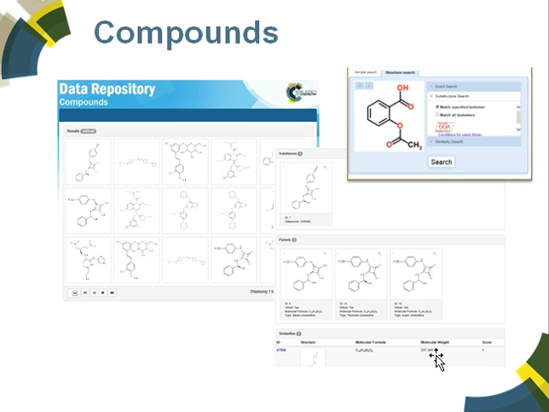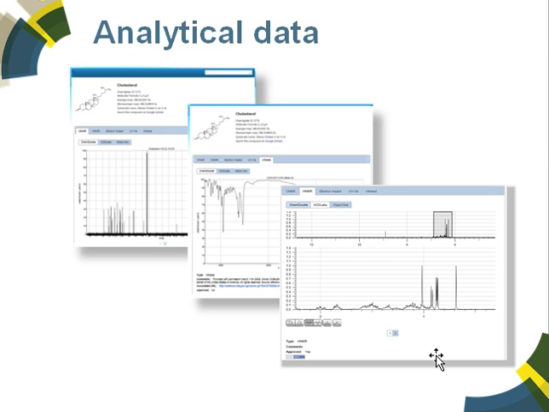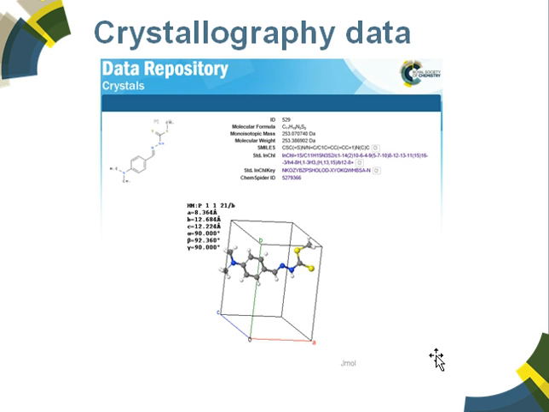So these are some early screenshots of what the data repository looks like for compounds, for reactions, for analytical data. These are all live interactive data. When available as open data, they can be downloaded and reused, etc. And crystallography data at a very basic level, just holding CIF files and making them searchable.